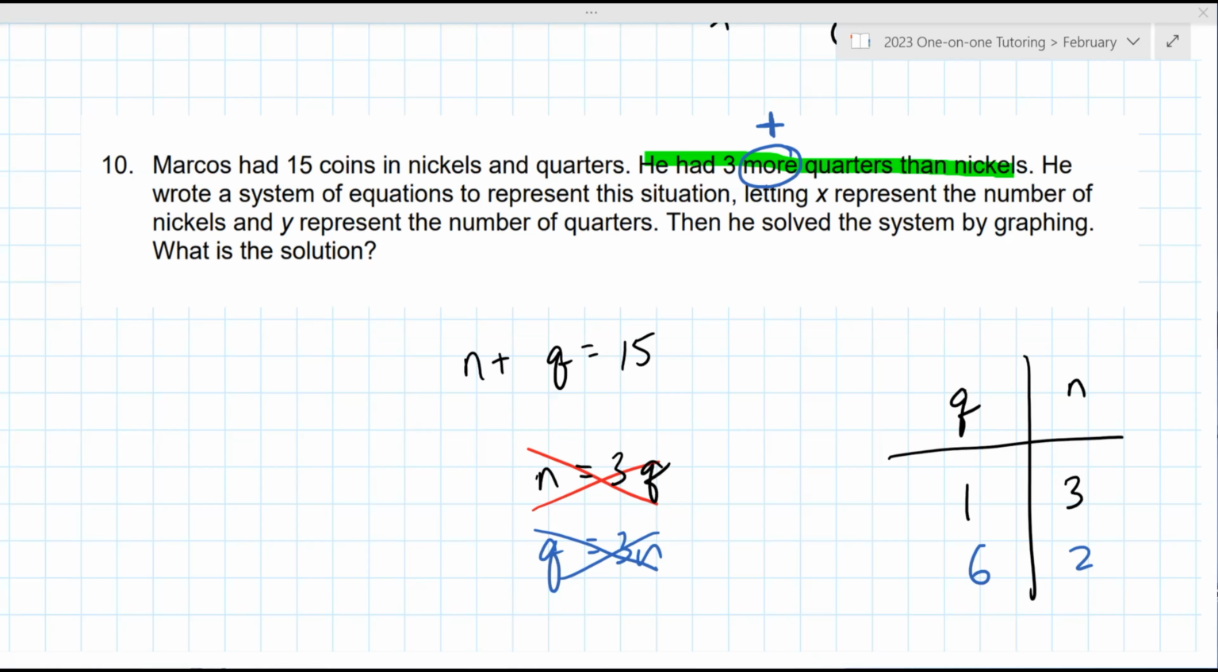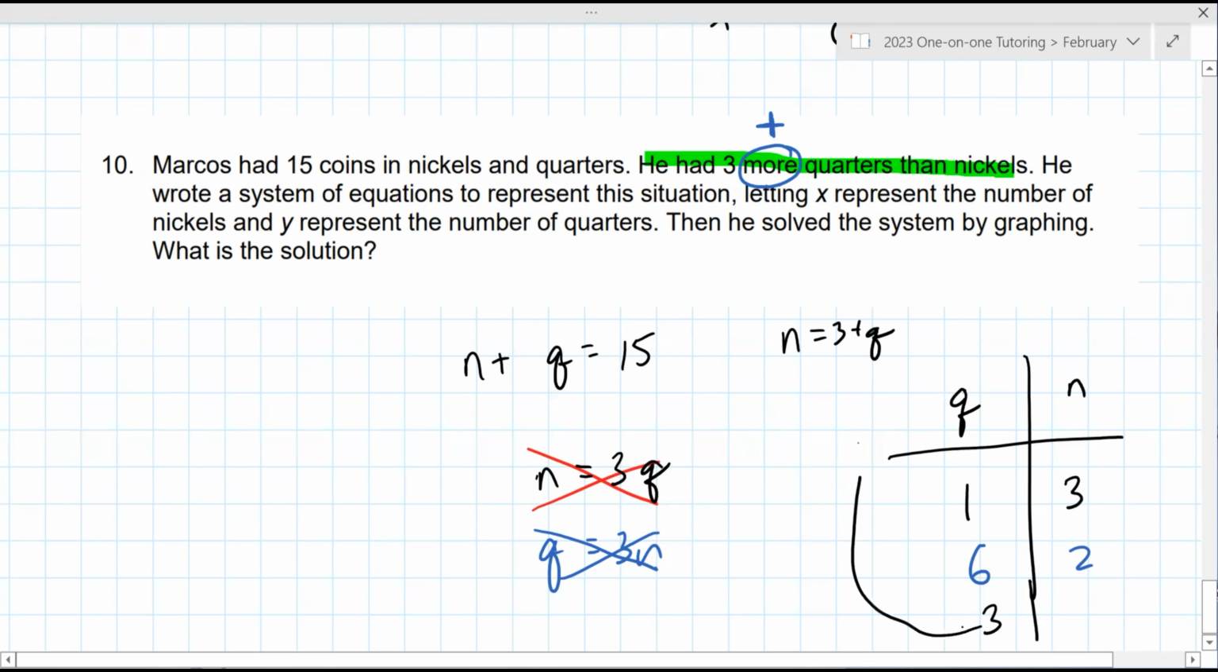Okay, so we should set this up as n equals 3 plus q. Did you try a number yet for this? Like, did you say, okay, let's let Q equal 3. So what is N? N would be 0, right? You're taking this number 3 and plugging it in for Q. Okay. So how many N do you have if that's the case?